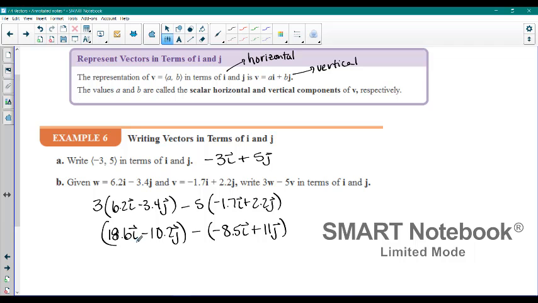So 18.6 vector I minus -8.5 vector I gives a total of, let's see, 27.1 vector I. -10.2 minus 11 is going to be -21.2 vector J.